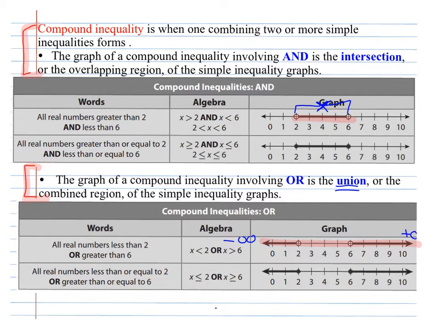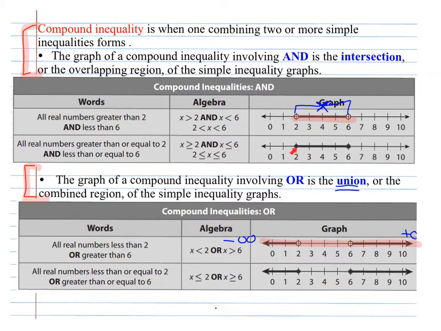So, for example, what they mean by overlapping regions is this 2 right here and that 6 are starting points and our endpoints, but they are not included in this situation. And this is where they're overlapping. That means they collide. So all the answers are here. So this is all x is greater than 2. This is x is less than 2.